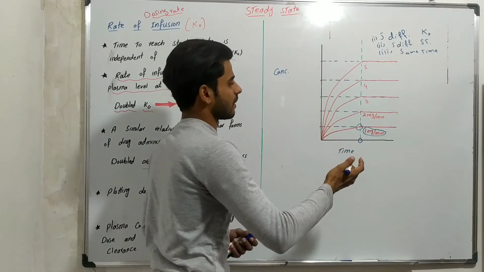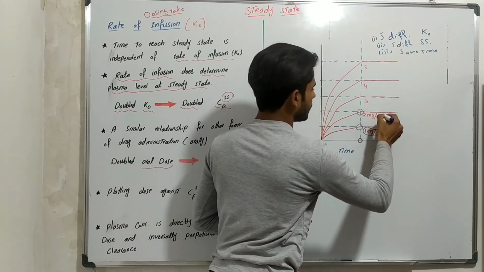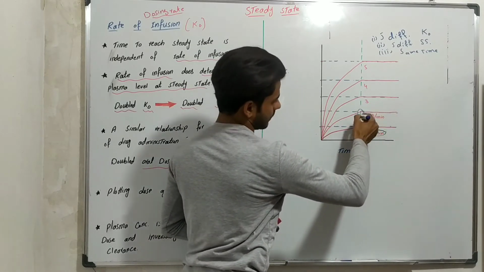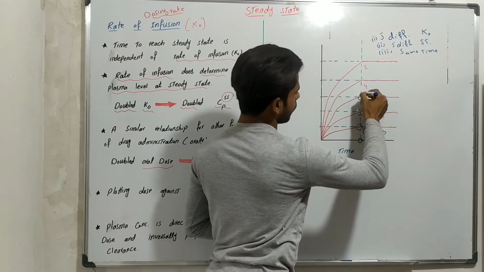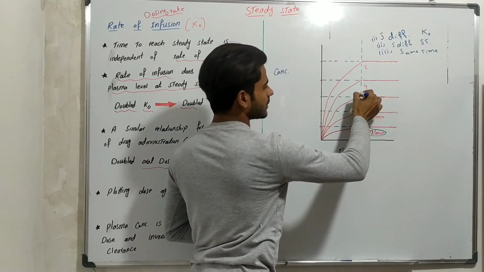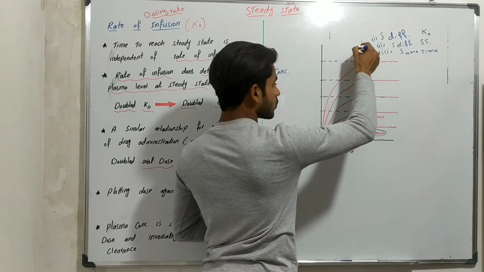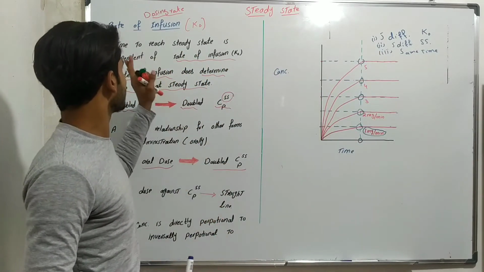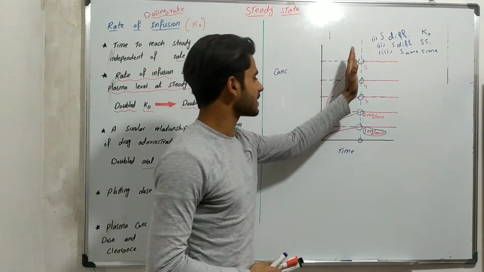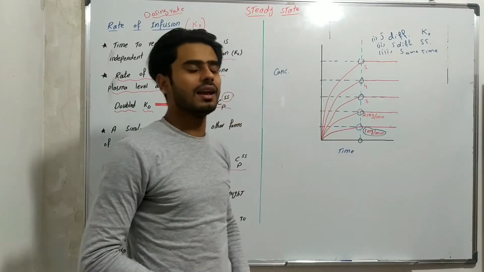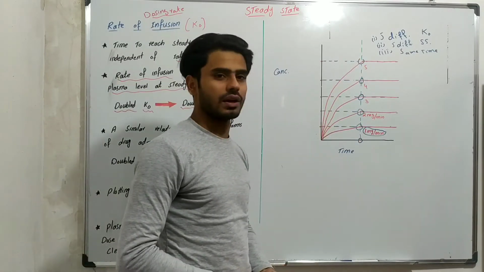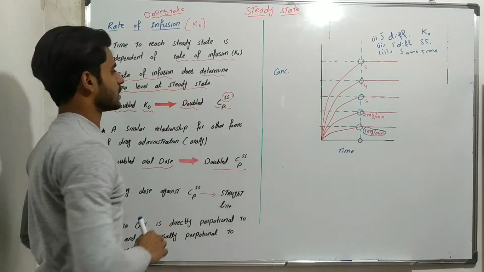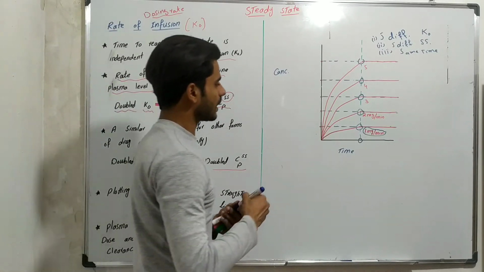Now we are increasing the rate of infusion. We increase the rate of infusion to 2 mg per minute. First it was 1 mg, but the time to reach the steady state is the same. Again we increase further to 3 mg per minute, then again the time to reach the steady state is the same. So it means that the rate of infusion does not determine the time to reach the steady state. The time to reach the steady state is the same. It doesn't depend upon the rate of infusion. But it determines the plasma level concentration. What does that mean, plasma level concentration? You can see here.